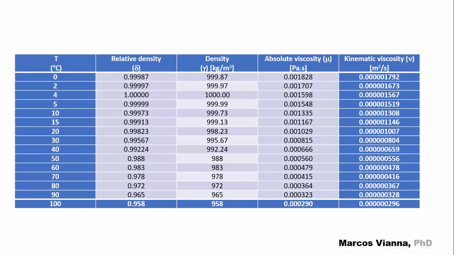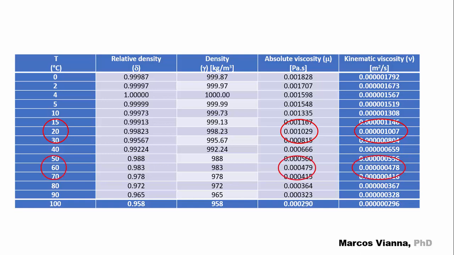In this table, we can see how water viscosity varies with the temperature. It varies a lot. See what happens at 20 degrees Celsius. Mu equals 0.001029 pascal seconds, and nu equals 0.00001007 square meters per second.